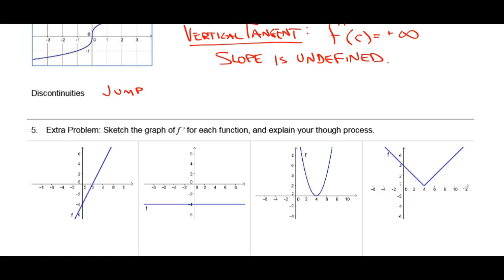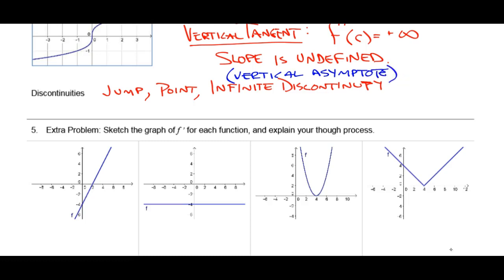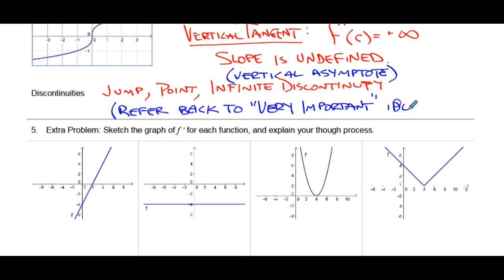We also learned about the point discontinuity and the infinite discontinuity. For an infinite discontinuity, that turns into a vertical asymptote. So for all of these three ideas, I want you to refer back to the very important idea at the top of the page. Okay, so I want you to look back to the top of the page and answer the following questions.